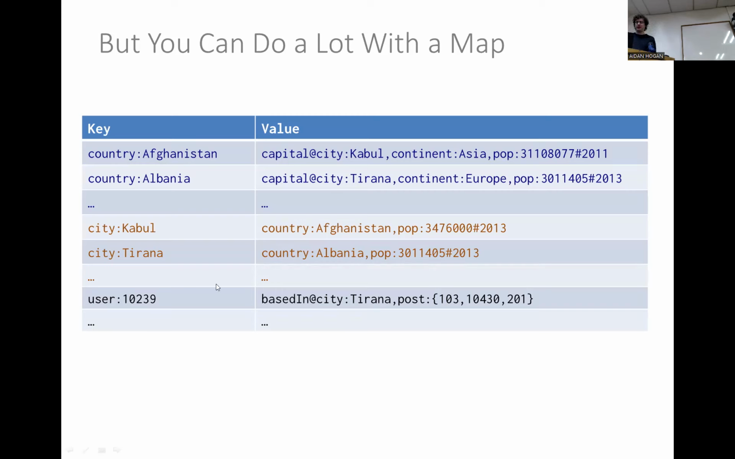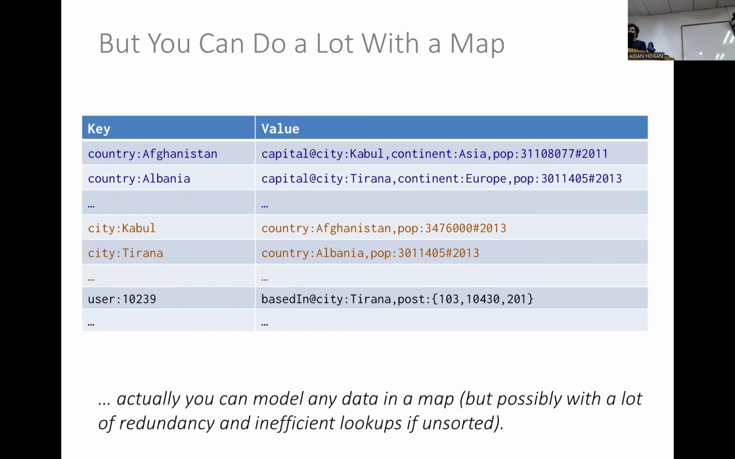So here we have some countries and cities, some users. We were indicating different types based on some prefixes, and then the value. And here we have some sort of syntax which allows us to extract information about the capitals of countries, what continent they're on, their population in a given year, and so forth. So the value can be not a simple value, but rather a complex value. In some sense, we can model pretty much anything we want in a map.